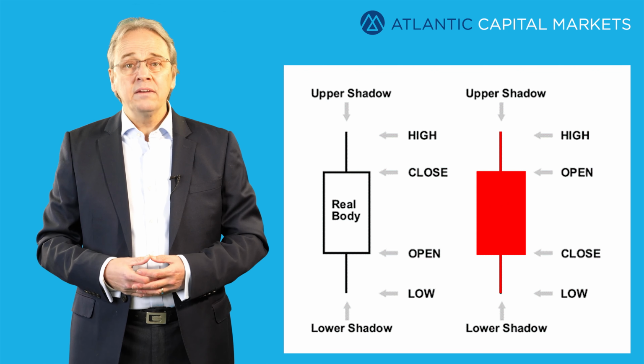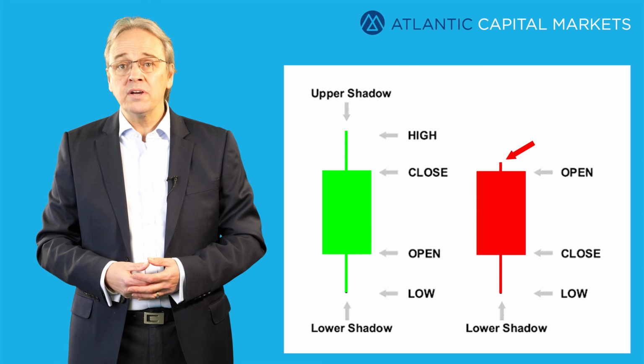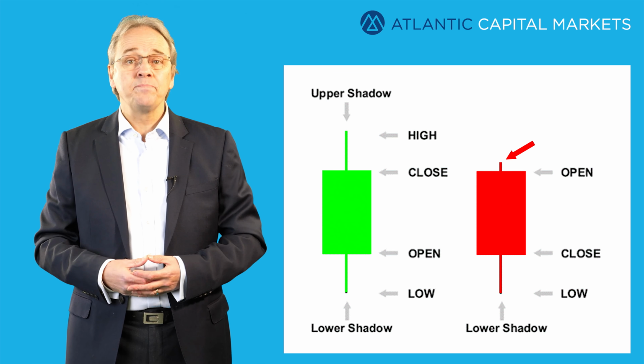Above and below the real body is the shadow, or the wick, which represents the high and the low traded that day. For example, a short lower shadow on a down candle means that the price closed near the low.